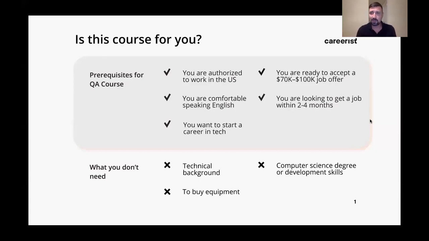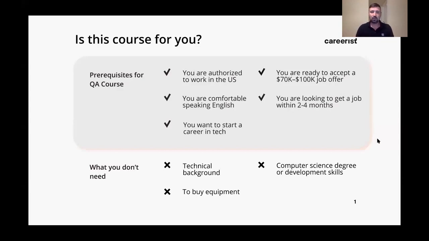You also need to be ready to accept 70 to 100K job offers, because that's what we do in QA. 35 to 50 per hour, 70 to 100K. You're always going to have exceptions. Sometimes someone is going to get 65K, someone is going to get 110K. But the average is going to be 70 to 100K.